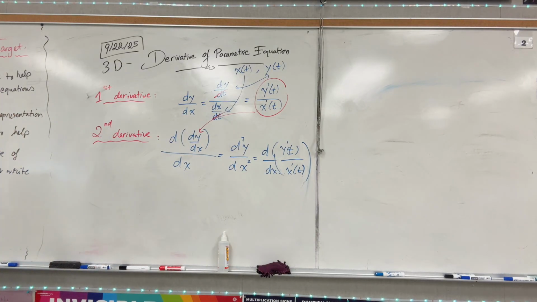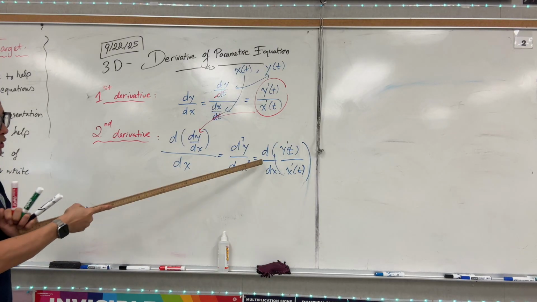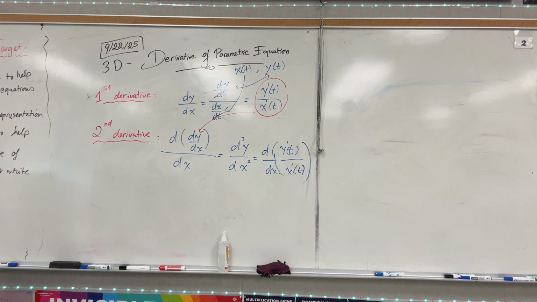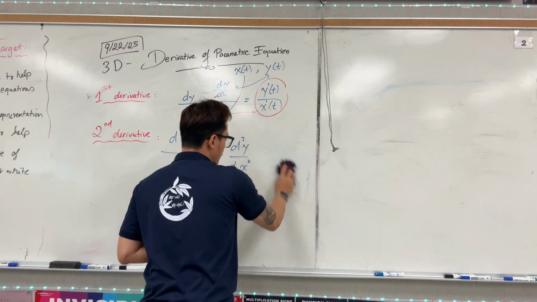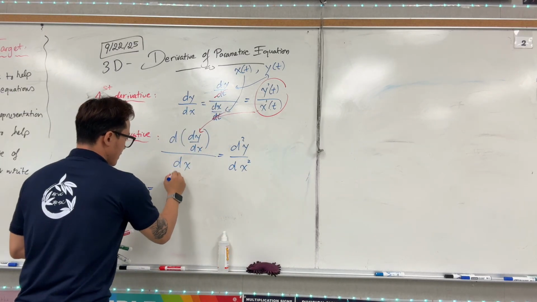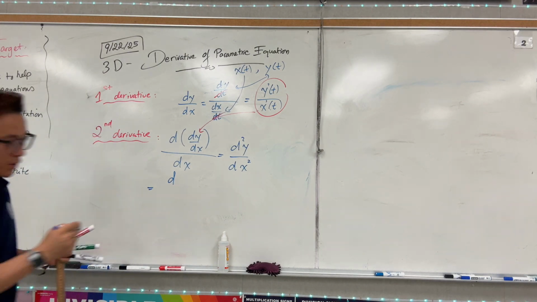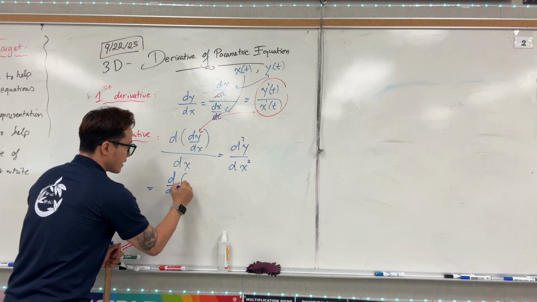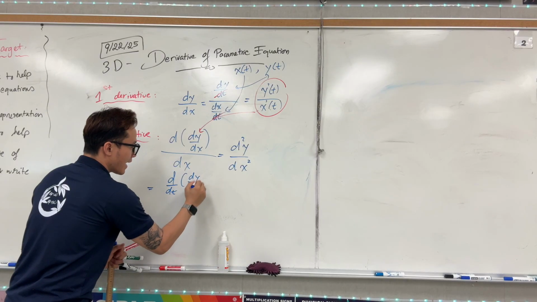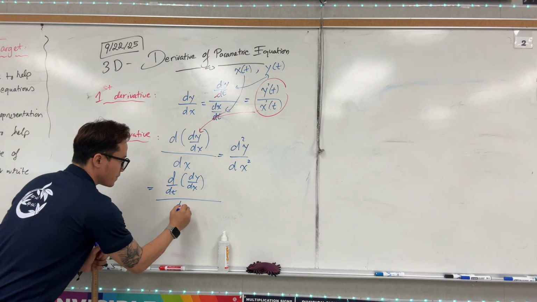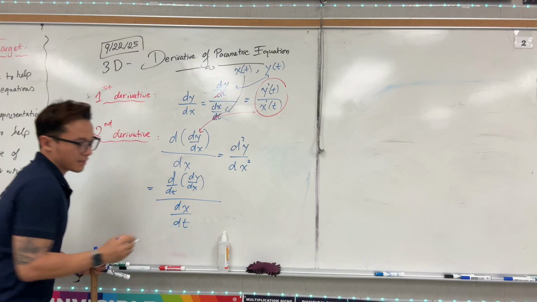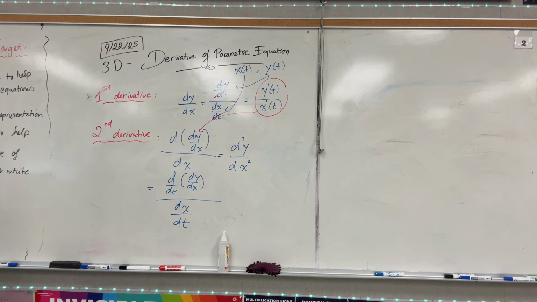So what about the square? It's where the x prime is squared. Let me write it in a way you can see it. That one is hard to see, right? So you're going to have d over dt over dx dt.